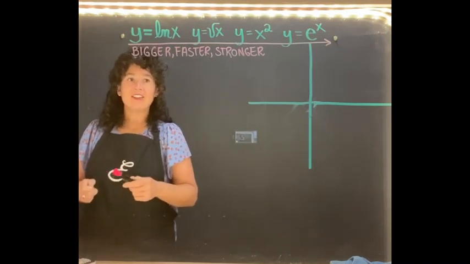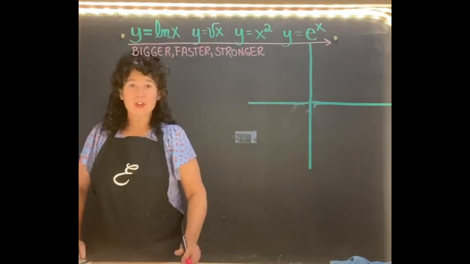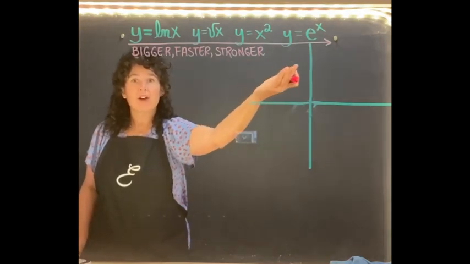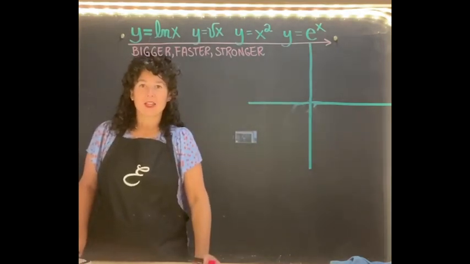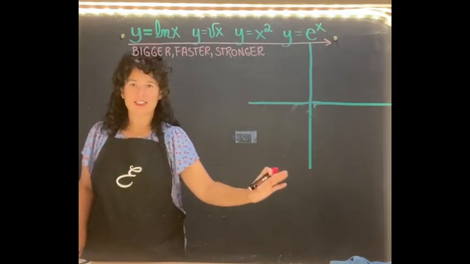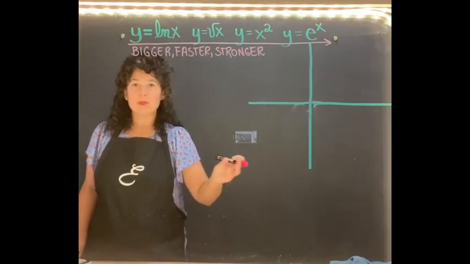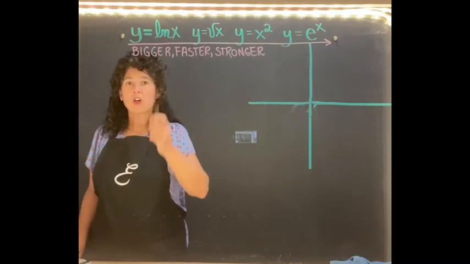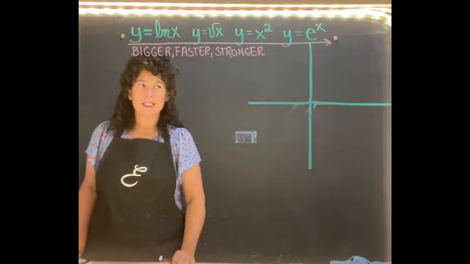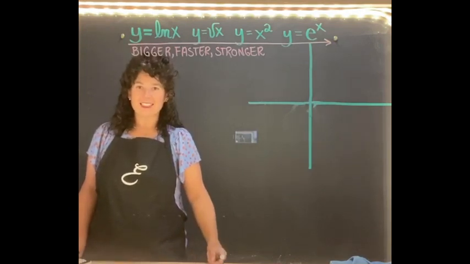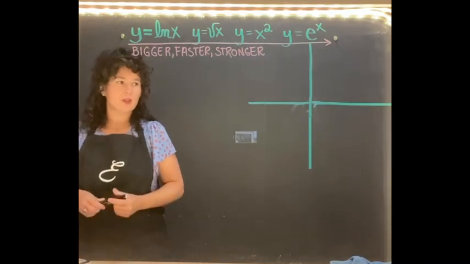Here I have listed a handful of familiar functions: logarithms, square root of x, x squared, and an exponential function. And I have listed them from weakest to strongest. In other words, as I substitute bigger and bigger numbers in for x, the logarithm is going to grow the slowest, and the exponential function is going to grow the fastest. I'm going to make a quick sketch of the graphs to illustrate that.